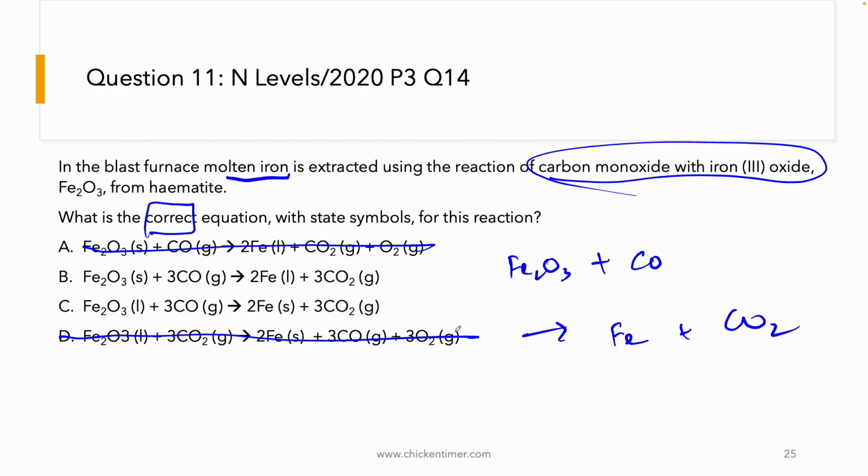Then we go to B and C, which have the correct reactants and correct products. So the only difference between B and C is the state of the metal. So look at this. At the end of the reaction, we will get molten iron. But in C, you get solid iron at the end. So C is wrong. So answer B.